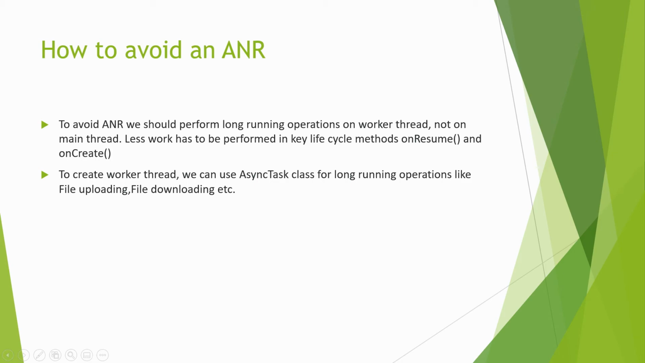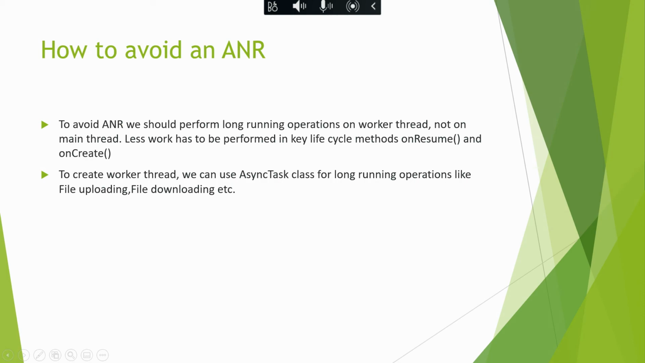Now we all know what an ANR is, what causes an ANR, and how to debug an ANR. We also saw an example for an ANR. Now we will see how to avoid an ANR. To avoid an ANR, we should perform long running operations on a worker thread. Avoid performing long running operations on your main thread. Long running operations have to be performed on a worker thread and not on your main thread.